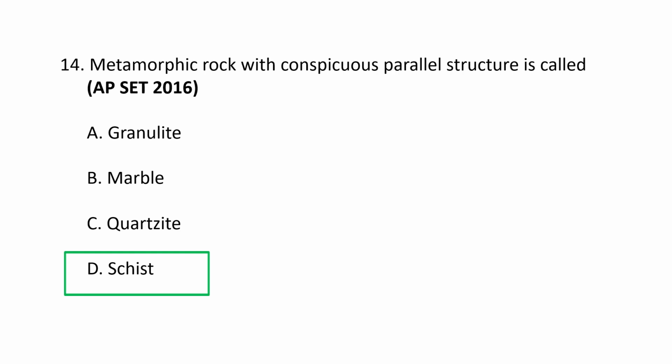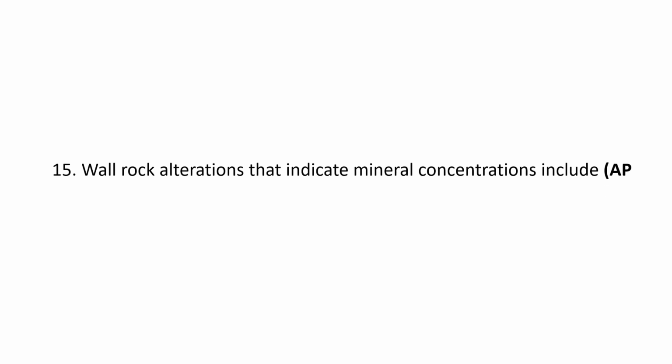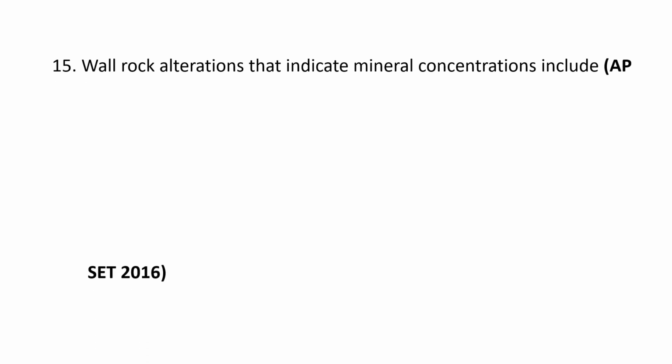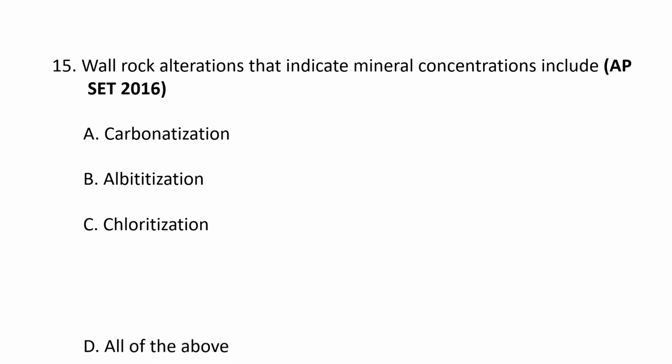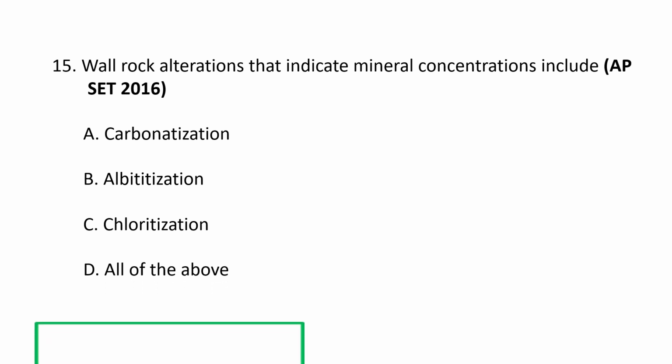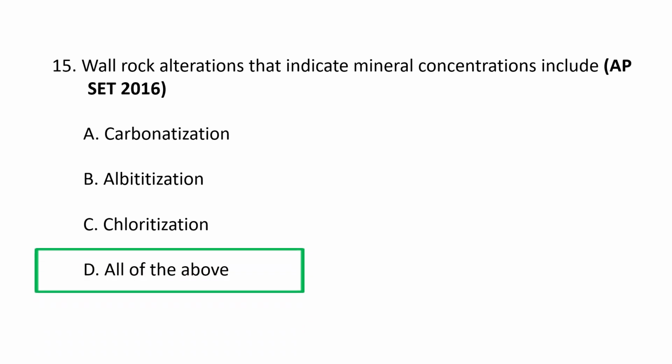Next question. Wall rock alterations that indicate mineral concentrations include A. Carbonatization, B. Albitization, C. Chloritization, and D. All of the above. The correct option goes as all of the above.